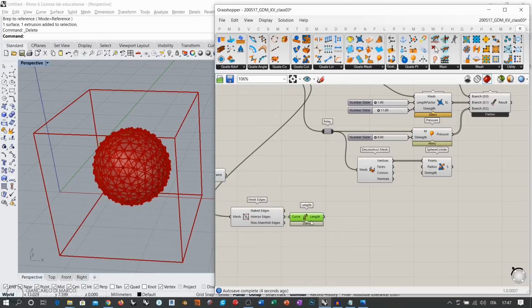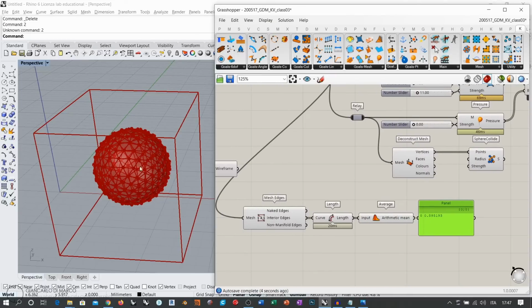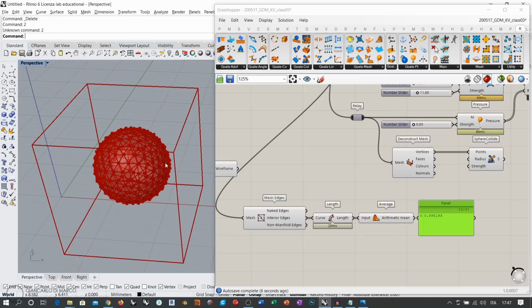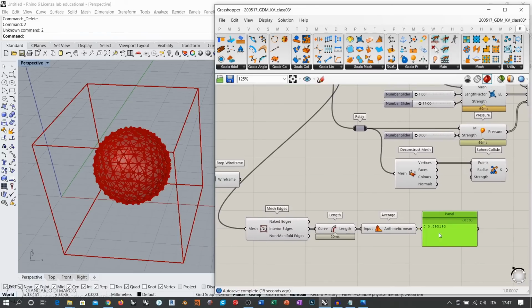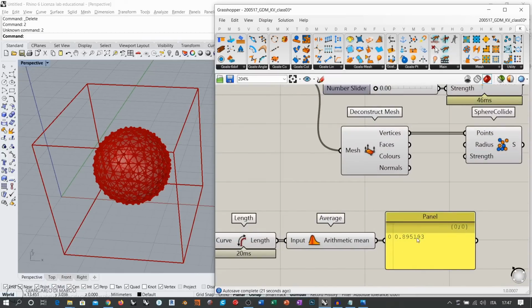So if we take these and we consider the average length of these lines, you will see that we are talking about 0.89. Okay, this is the average length of these objects' edges. But of course, if I change the size of this, I will get different lengths. Or if I change the resolution as well. Okay, so this is something that you might want to analyze before starting to play with this part of the definition. Okay, so let's remember 0.9, for example.